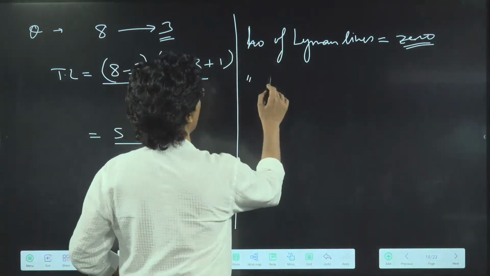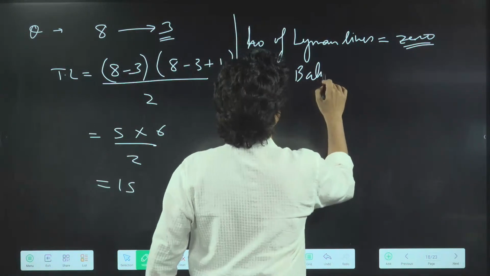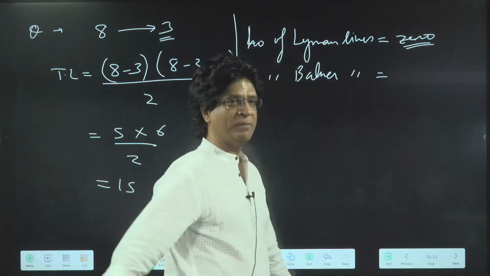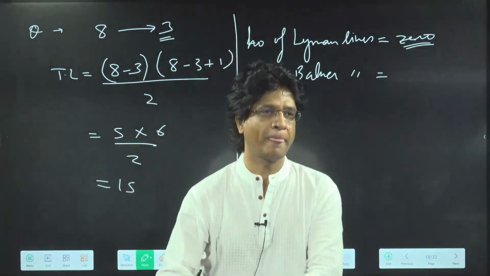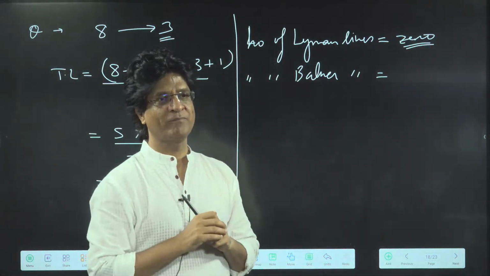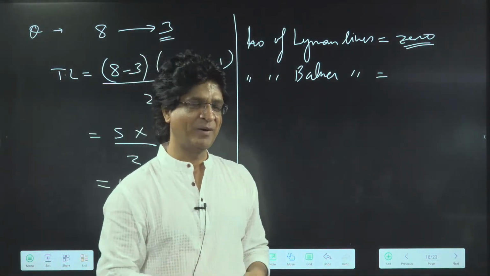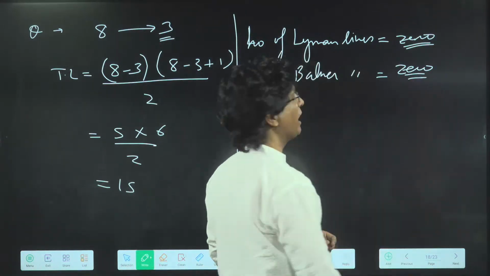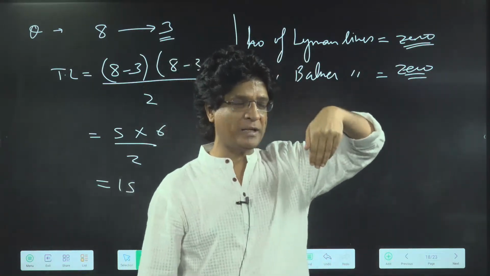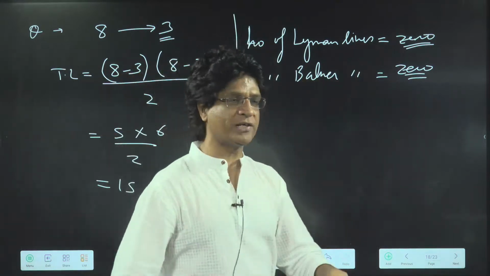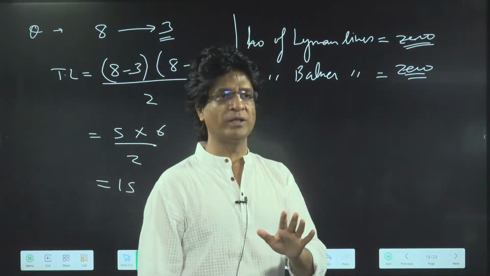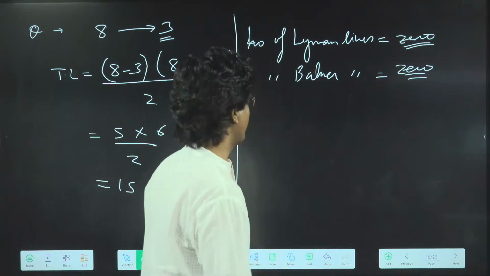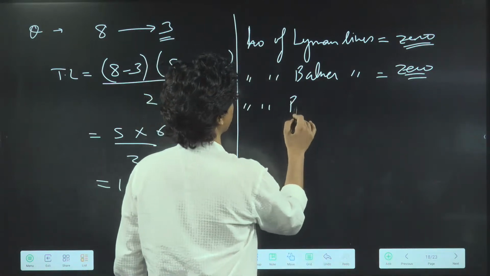Okay, tell me the number of Balmer lines now. Come on. Now correct, it will also be 0. Because to form Balmer lines, we need to come to orbit number 2. This question restricts us at orbit number 3 only. 0 again.